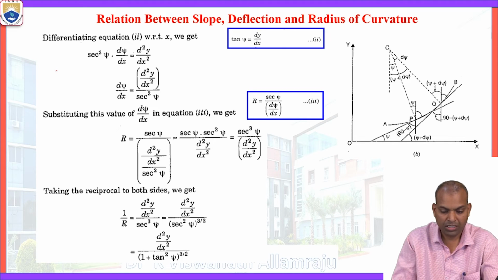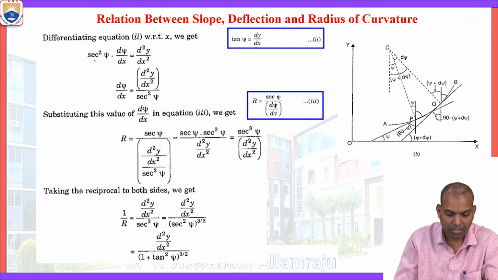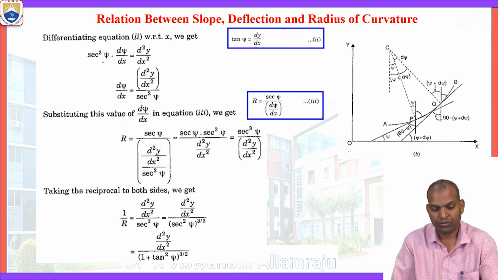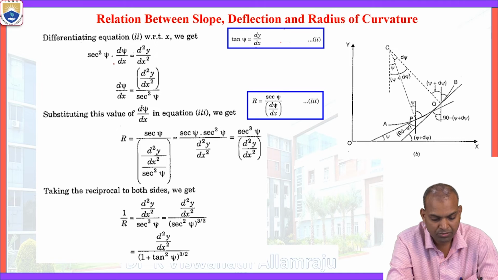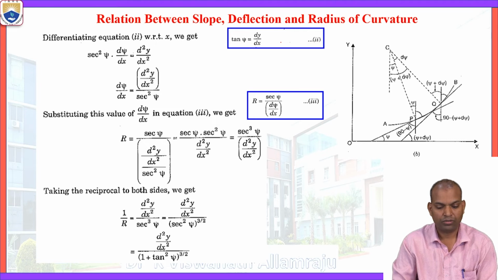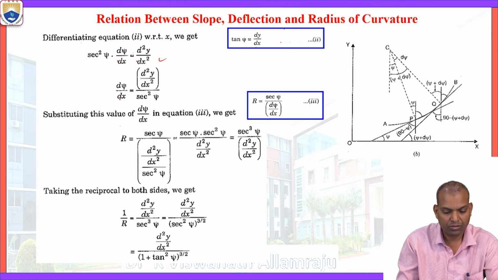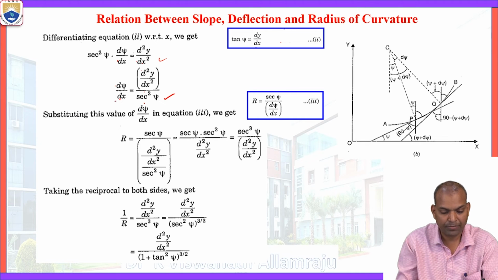Now what is equation number 2? That is tan psi equals dy by dx. If you differentiate equation 2, tan psi equals dy by dx, with respect to x, then secant square psi d psi by dx equals d square y by dx square. Then d psi by dx equals d square y by dx square by secant square psi. Now we have the value of d psi by dx.